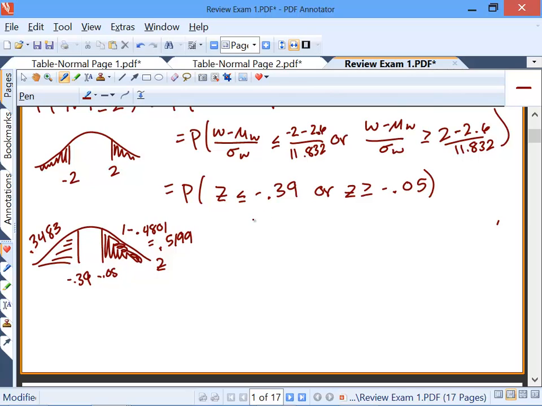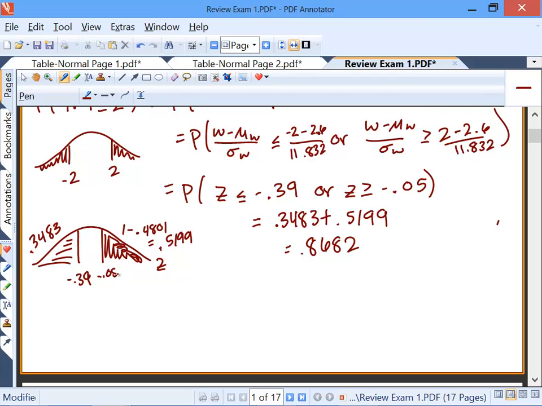0.5199. So this total probability over here is 0.3483 plus 0.5199, which gives me 0.8682. You'll notice in the solutions manual that they have a 0.8689, which probably means that they just didn't have to round their Z values to use the table. They probably used the computer. So, questions on this problem?